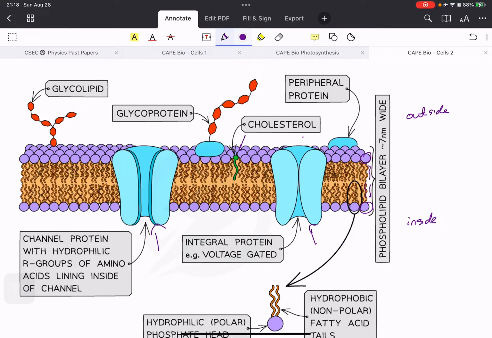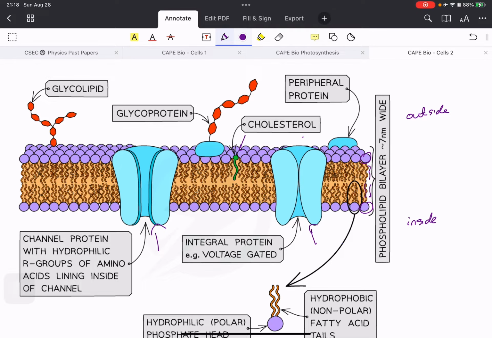Okay, so the center now, because the hydrophobic tails are positioned at the center, they actually can stop water soluble stuff from moving through the cell membrane because they are hydrophobic, right? They repel water. Okay, so there are many different proteins in the membrane, right?